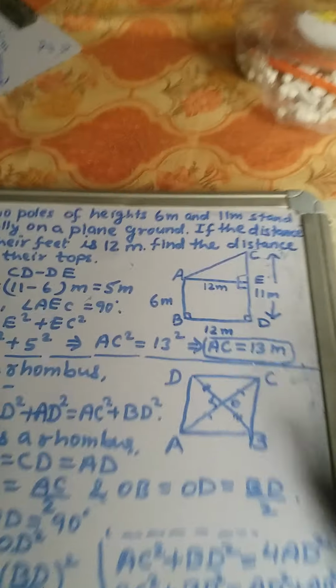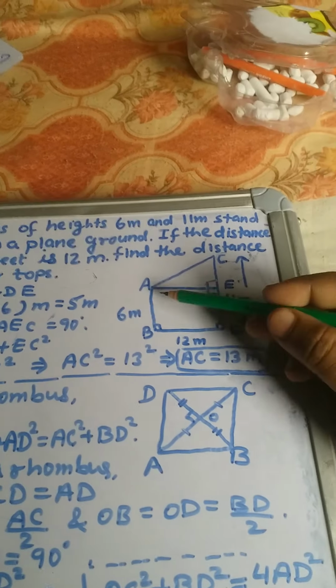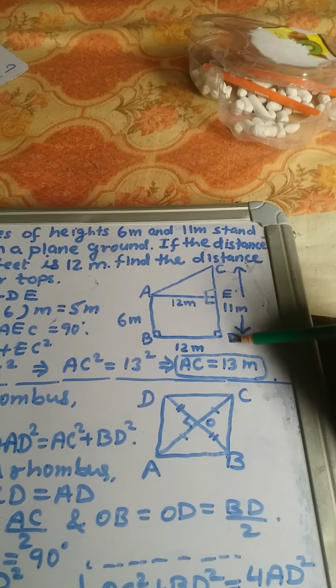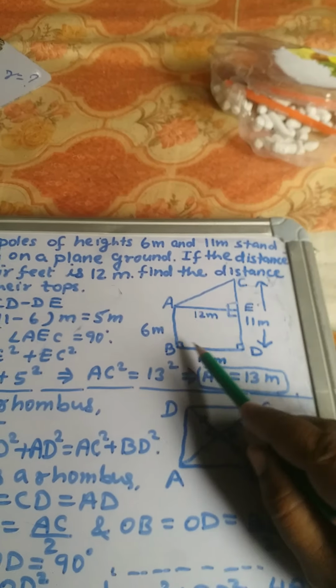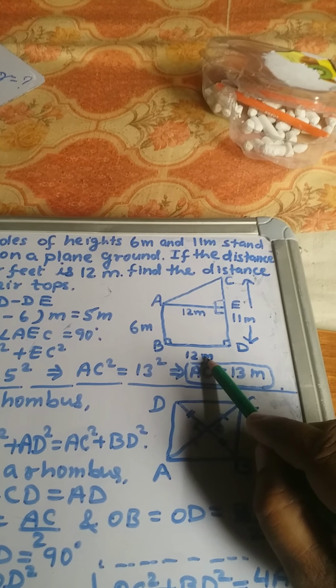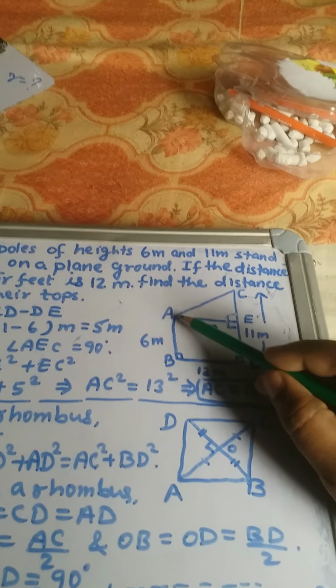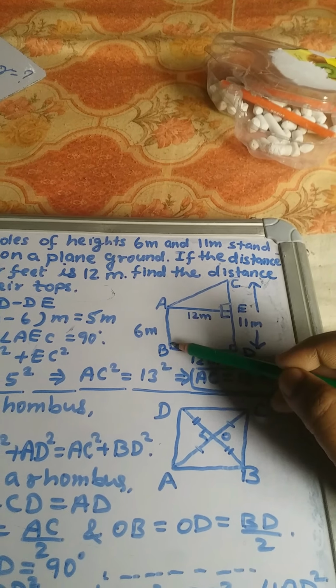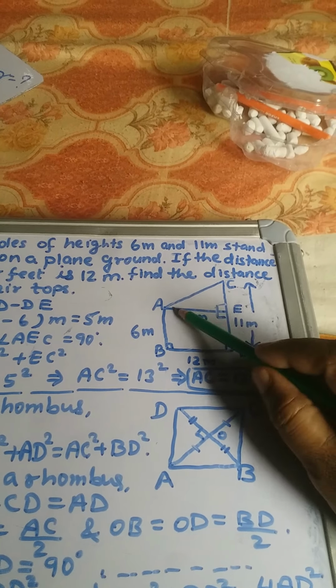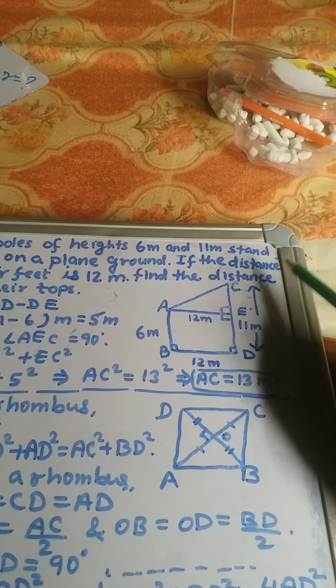Now, the second question. In the second question, I have to discuss two pillars, two poles. One pole is AB, another pole is CD. The heights of these poles are 6 meters and 11 meters, and the distance between their feet is 12 meters. What do I have to find? We have to find the distance between the tops. A is the top of AB and C is the top of CD. We want the value of AC.